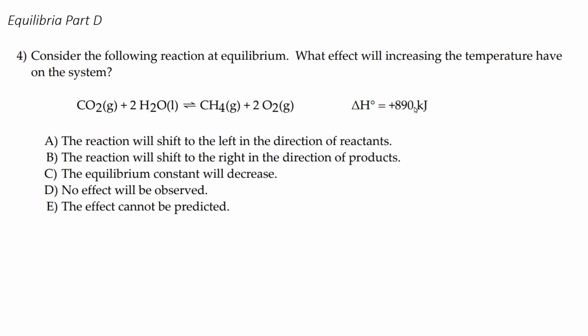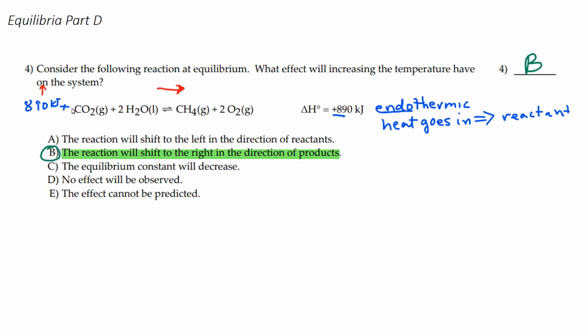If it's endothermic, then our energy is going to be considered a reactant. So I like to just write it as part of the reaction equation. I'm going to put my energy on this side of the equation because it's going to act like a reactant, like it's endothermic. So if I increase the temperature, I'm increasing one of the reactants. And if I'm increasing one of the reactants, I'm going to shift towards the products. I'm going to try to undo what I just did, so I need to get rid of some things. So the reaction will shift to the right in the direction of the product.